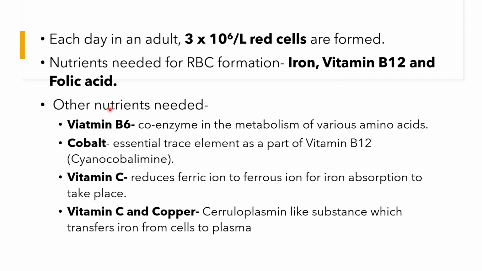Other nutrients that are not as important are vitamin B6, a coenzyme involved in the metabolism of various amino acids, and cobalt, an essential trace element as a part of vitamin B12, that is cyanocobalamin. Vitamin C reduces the ferric iron to the ferrous form so that it can be absorbed by the body. And copper, that is a ceruloplasmin-like substance, transfers iron from cells to plasma.